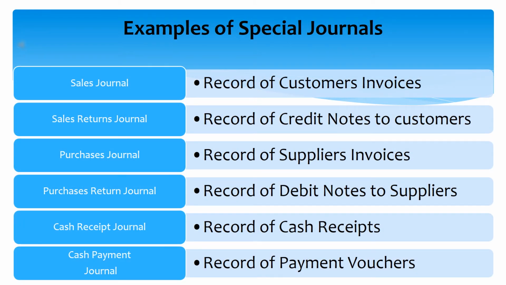Examples of journals are the sales journal for recording customers' invoices, the sales returns journal for recording credit notes to customers, the purchases journal for recording suppliers' invoices, the purchases returns journal for recording debit notes to suppliers, the cash receipt journal for recording cash receipts, and the cash payment journal for recording payment vouchers.